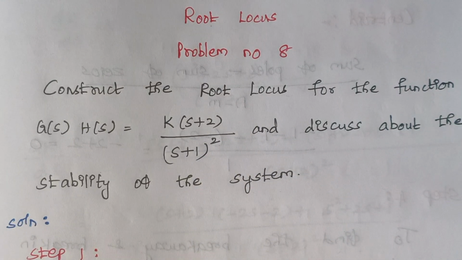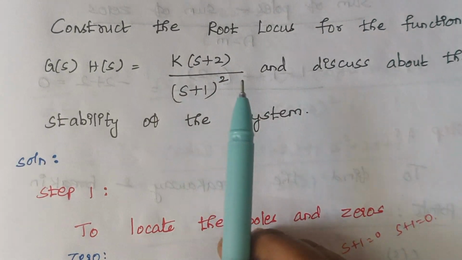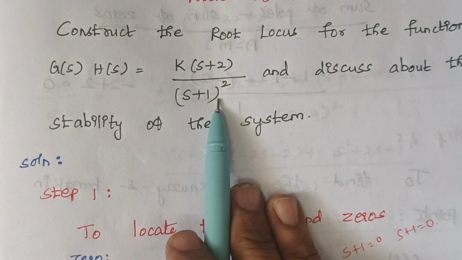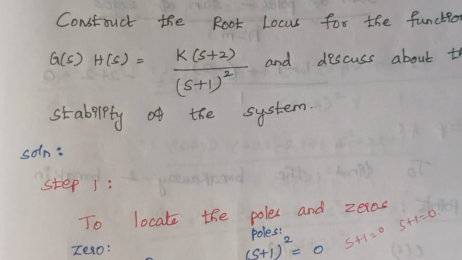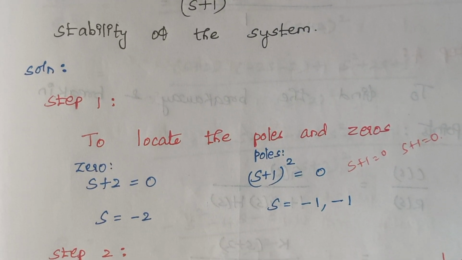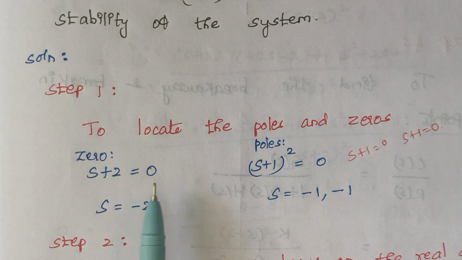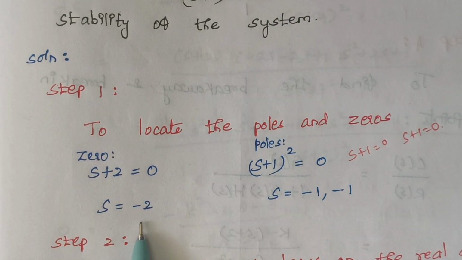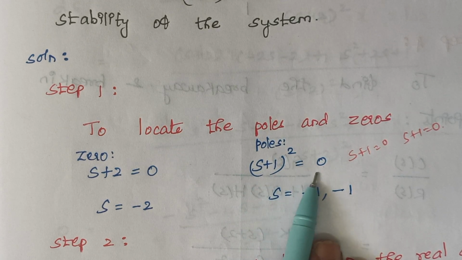So what is our first step? Step number 1 is to locate the poles and zeros. We all know the denominator terms are known as poles and the numerator terms are known as zeros. Now we are going to equate both the poles and zeros to 0. First, s plus 2 equal to 0. So the value of s is minus 2.